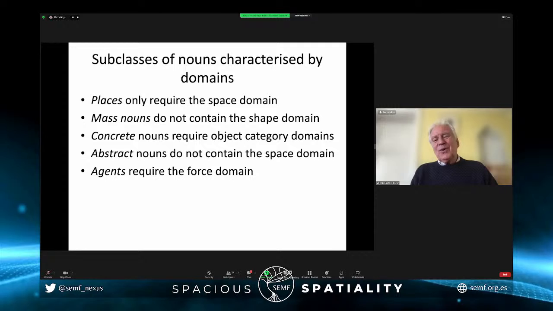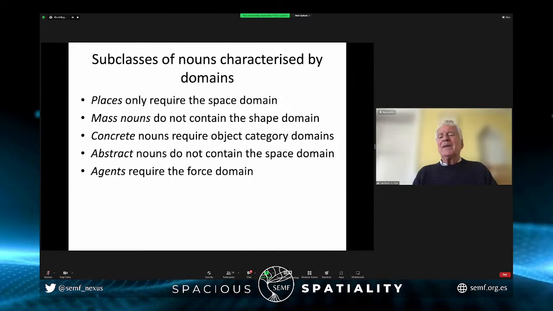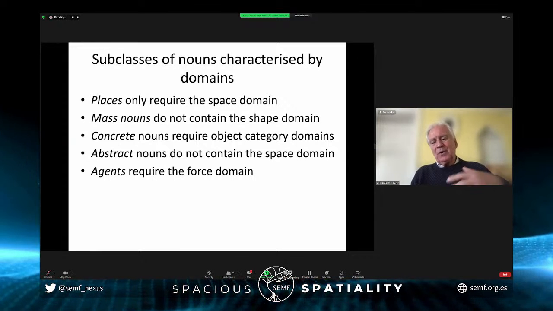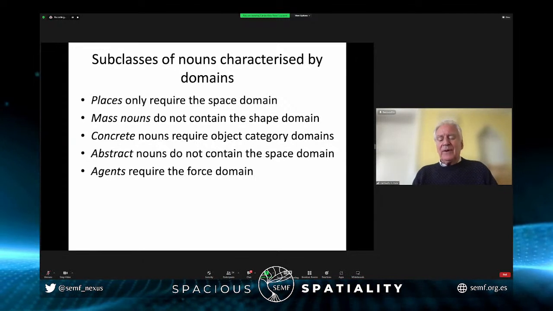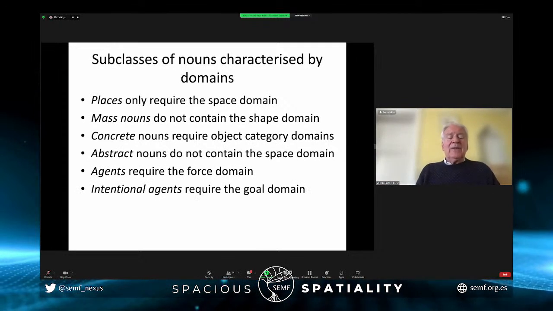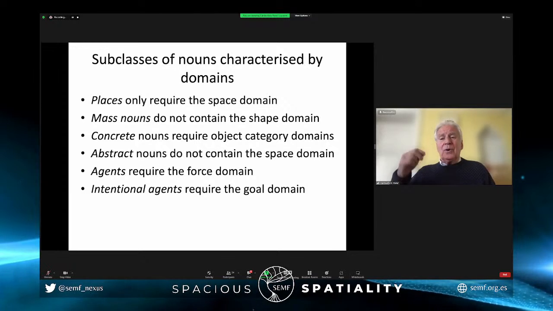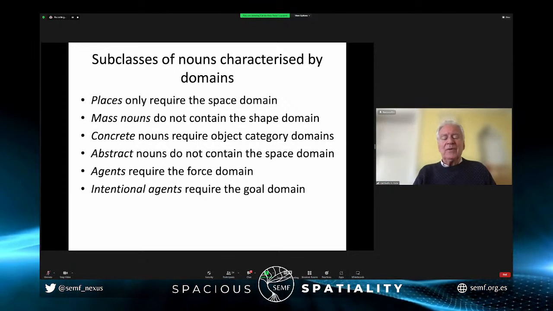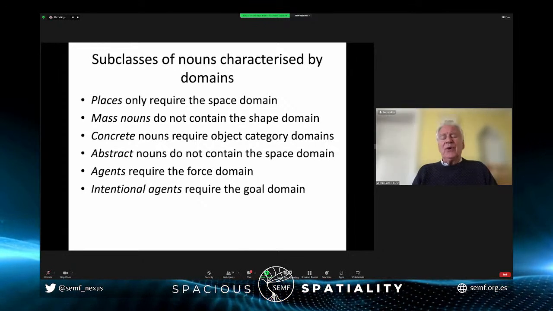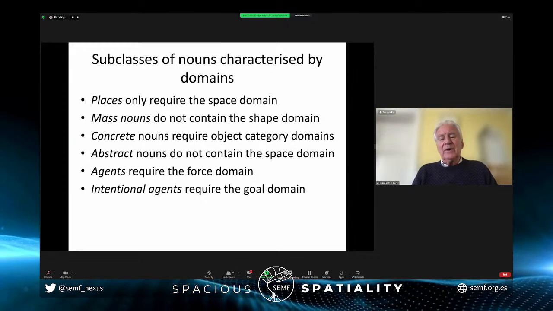Then you can talk about some things being animates, like animals and humans, and maybe some other things. They require that they can act. And acting, in my analysis, means that you can exert a force. You can push or pull or do things. That's what characterizes agents. And then you have intentional agents. Then you require something like a mental domain of having a goal, and your actions are directed to that point in goal space. So as I said, this is just the very first approximation of how you can use the domains to classify different kinds of nouns.